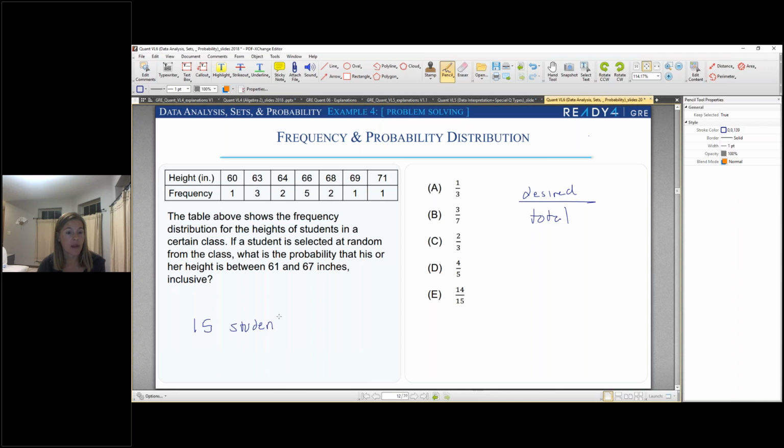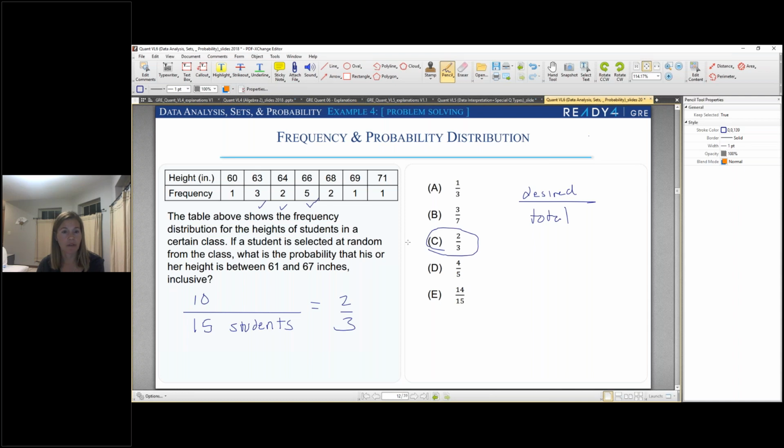Okay. How many of them are between 61 and 67 inches inclusive? Well, we know the 63s count, the 64s count, and the 66s count. So we want to do 3 and 2, so that's 10 of the students. So total it's 10 out of 15. It's a total of 2 out of 3. So our odds are 2 out of 3 that we'll get a student that lies within that range.